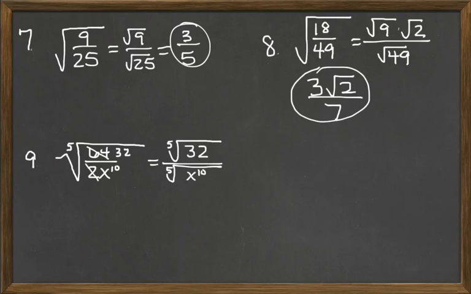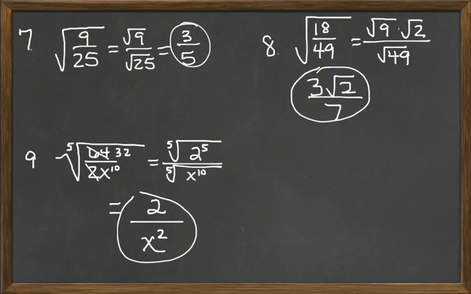I know that 32 is a perfect fifth. It's 2 to the fifth. And so again, when you have the index number matching the exponent, they cancel each other out because they're inverses of each other. And then you're just going to simply take the 5, the index number in the denominator, and divide it into the 10. And you're going to get 2 over x squared.